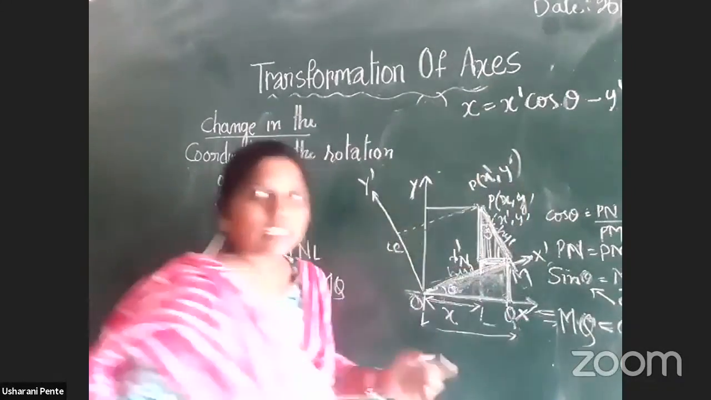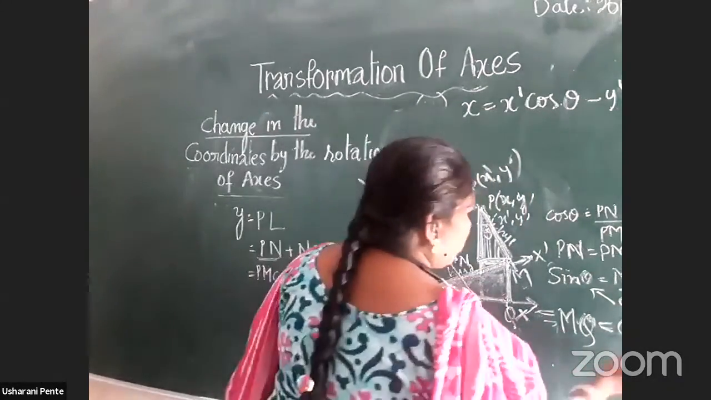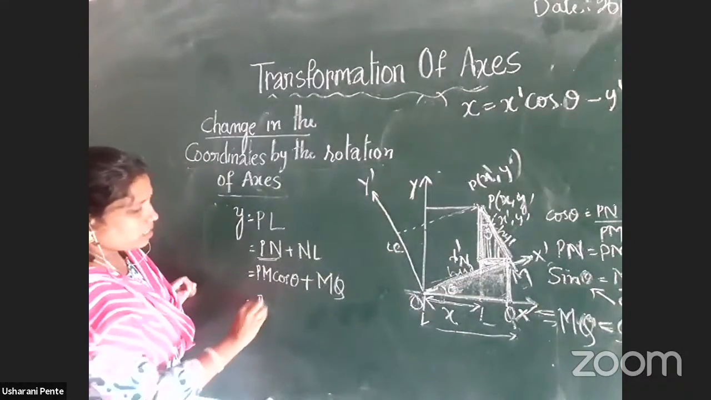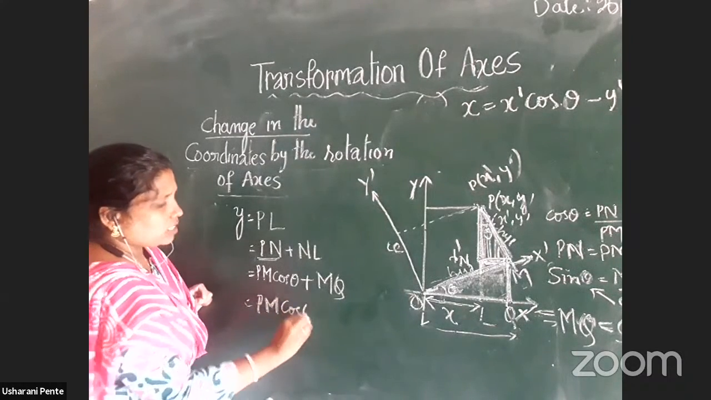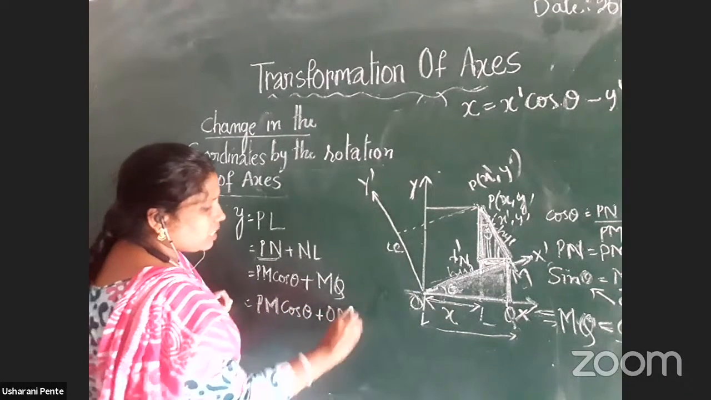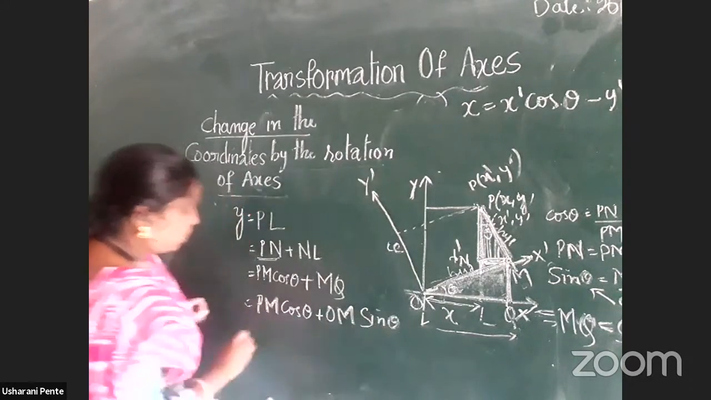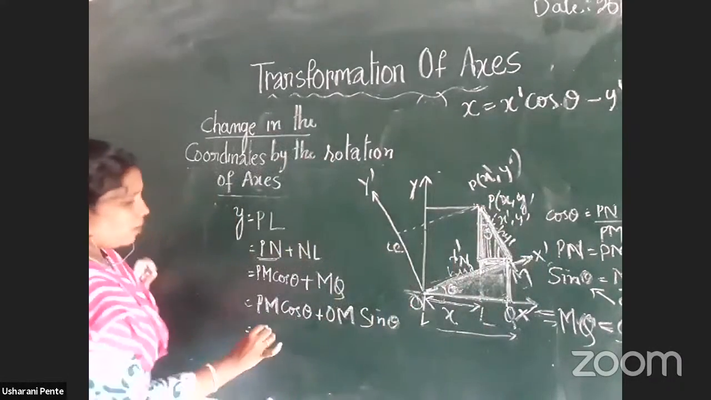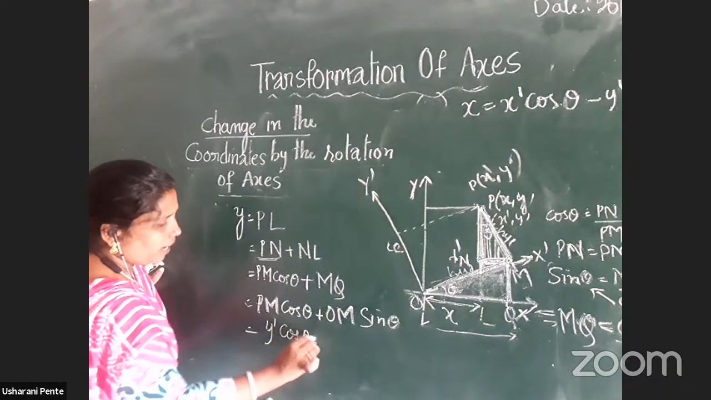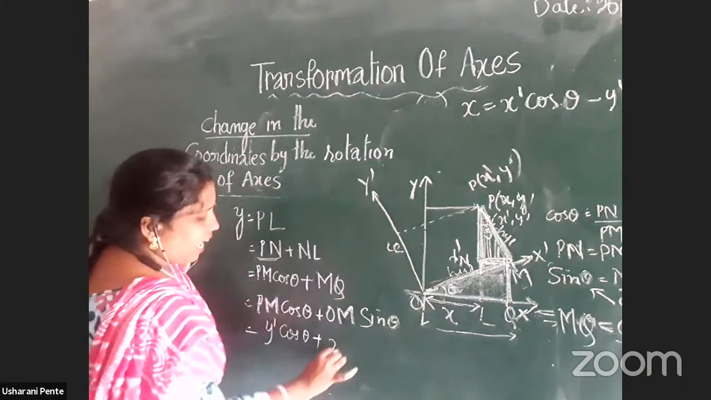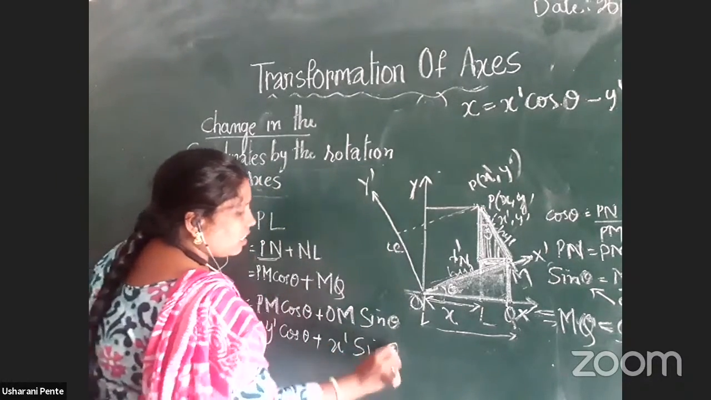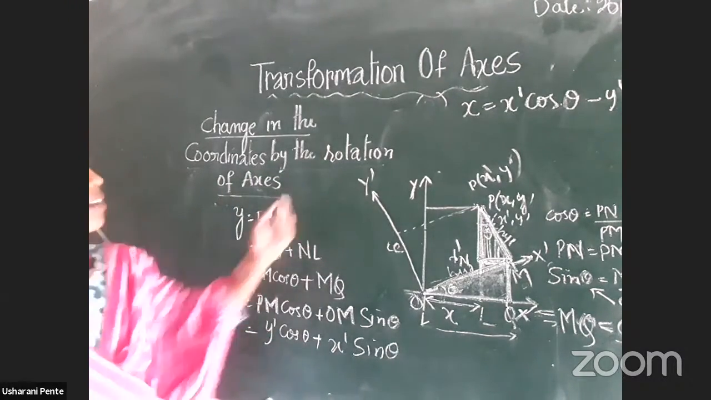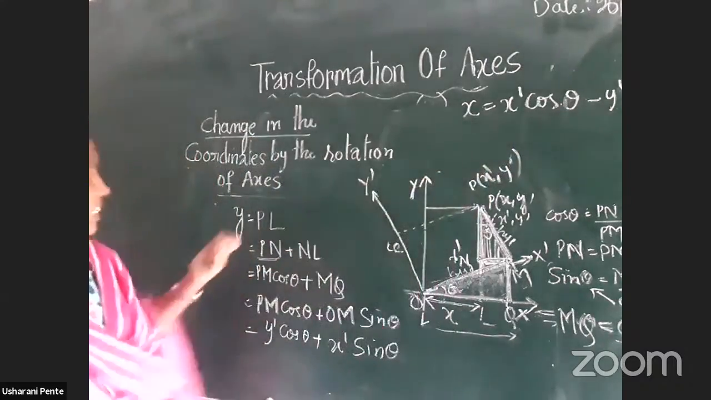This value we are substituting over here. That is, in place of MQ, I am substituting: PM cos theta plus OM sin theta. We already know what PM is over here. PM is nothing but y dash cos theta, while OM is nothing but our x dash sin theta. Therefore, we found the coordinates in the original system, that is x comma y.